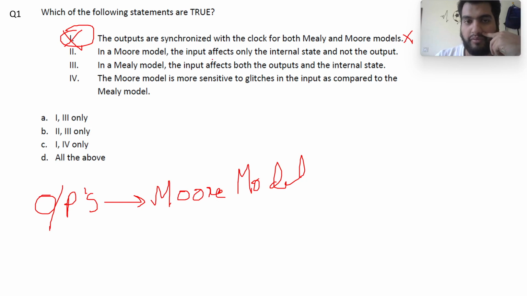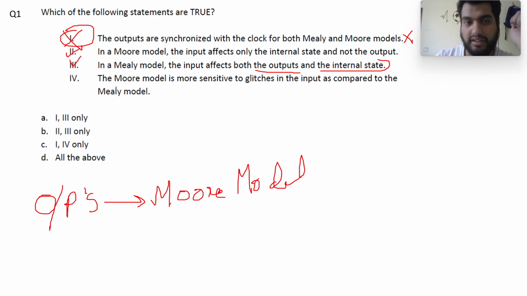Next, in a Moore model, the input affects only the internal state and not the output. This statement is correct, because in the Moore model, the input affects only the internal state of the machine, and then in turn that affects the output. So number 2 is correct. In a Mealy model, the input affects both the outputs and the internal states, as I said earlier when I was discussing statement 1. This statement is also correct. So 2 and 3 are correct.